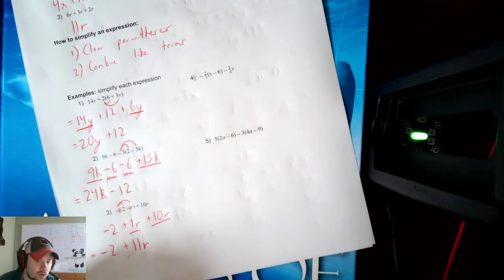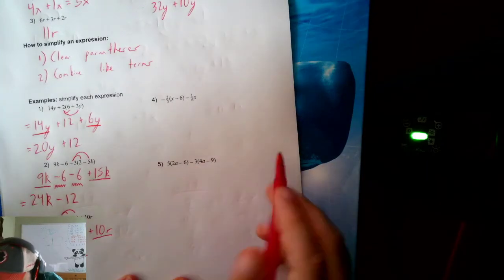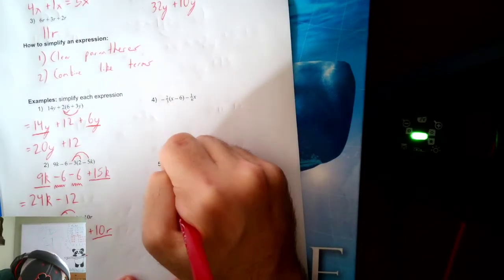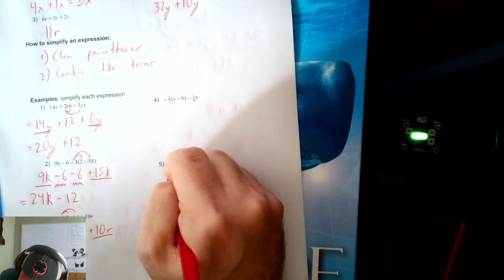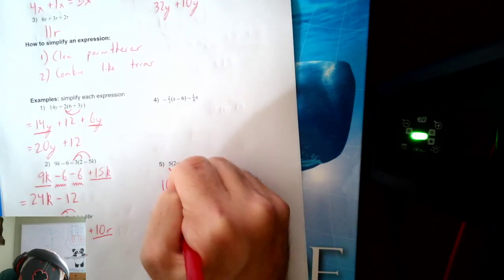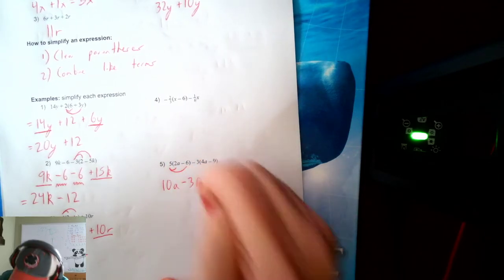It's okay to do things out of order, right? Let's check out number 5 first. Number 5, I've got parentheses. I need to clear them, right? I've got 5 times 2a minus 6. That's going to become 5 times 2 is 10a. 5 and minus 6 make minus 30.